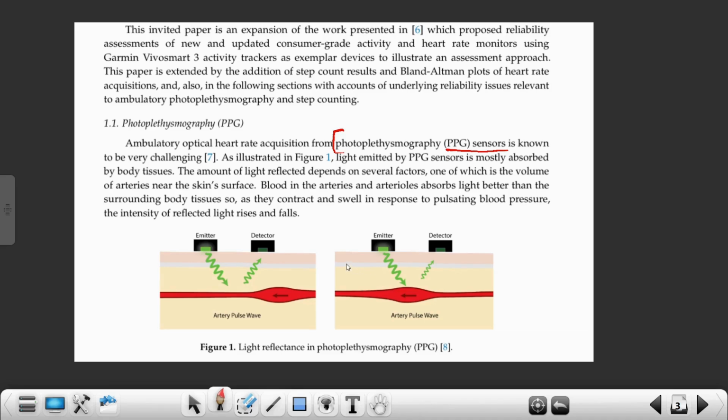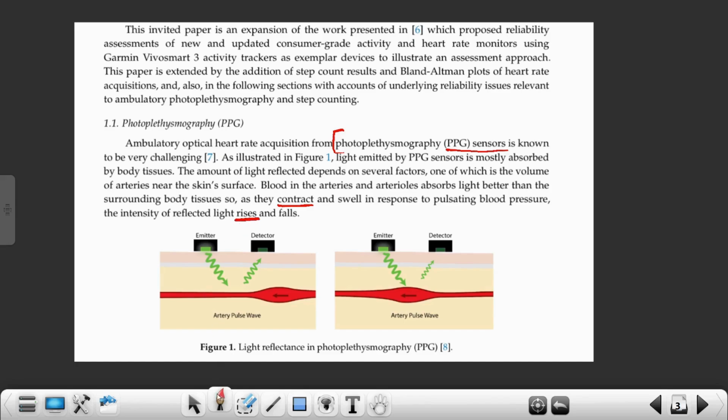Okay, so in this entire paragraph, the most important point was this. See, blood in arteries and arterioles absorbs the light better than the surrounding body tissues. So as these particular arterioles or arteries contract, the intensity of the reflected light rises. Okay.